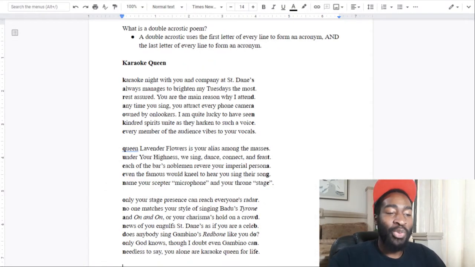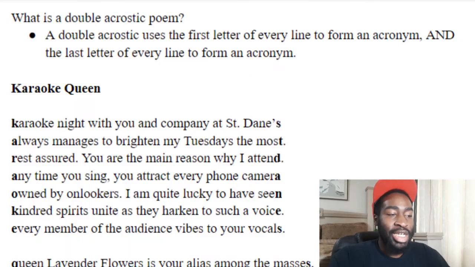Okay, here is where we get to the fun stuff. What exactly is a double acrostic? A double acrostic uses the first letter of every line to form an acronym and the last letter of every line to form an acronym.